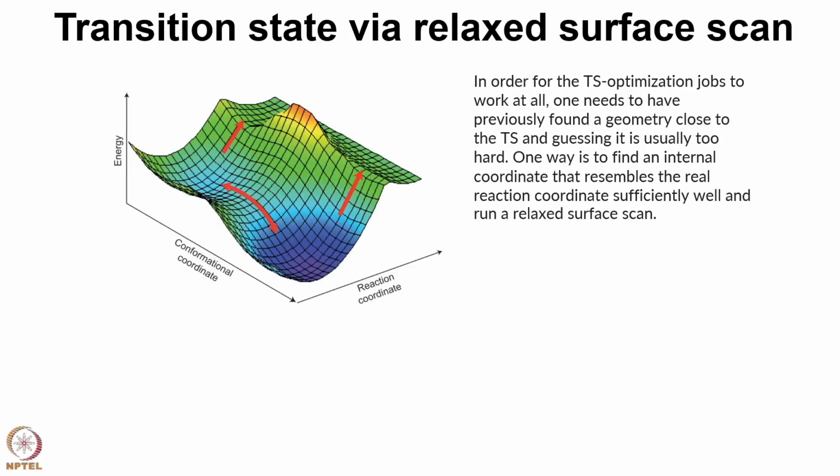So, transition state, as you know, is essentially the first order saddle point through which the two local minima are connected. So, it is like the reactant will start from here, through this saddle point it will go to the product.